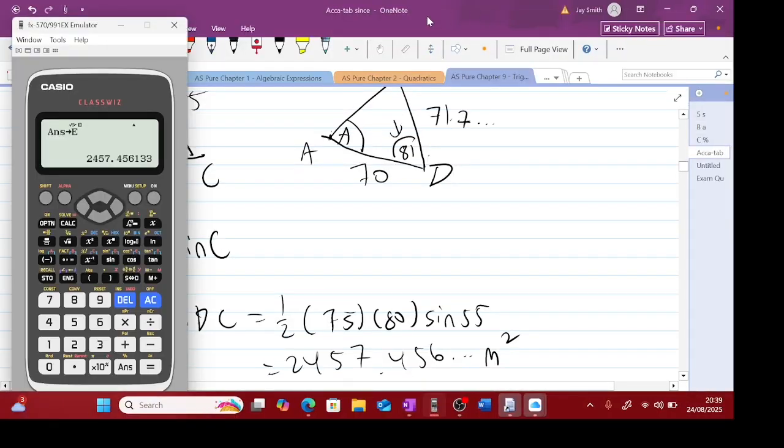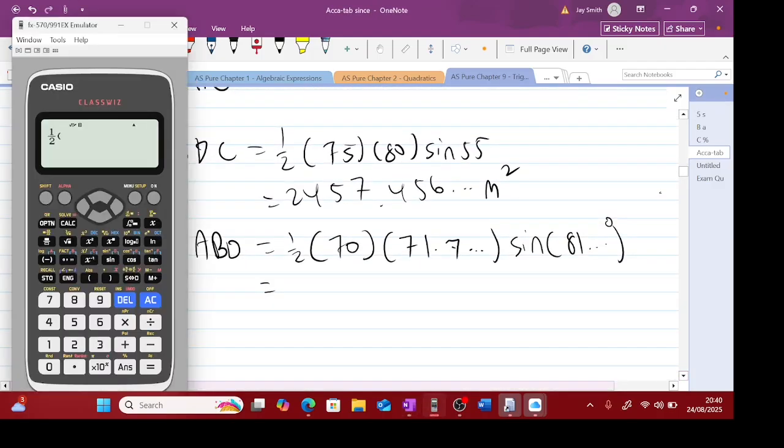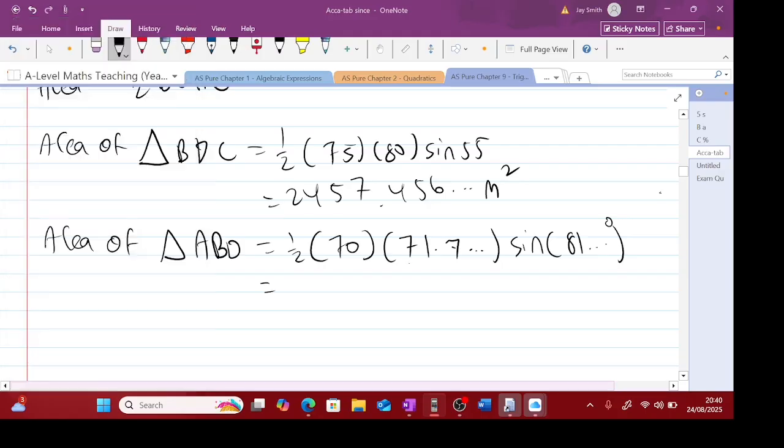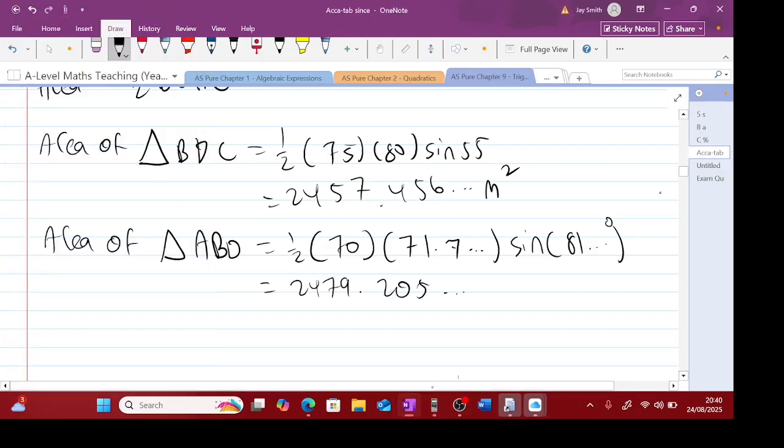I get a half times by 70 times by 71.7, which I've stored as A, that large decimal. So I need to go my red mode and then click the left button A. And then the sine of 81. So that was that decimal C. So I need the red mode, click C. And so I get 2479.205 blah blah blah meters squared.